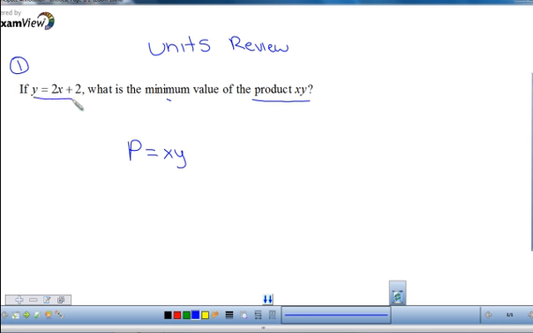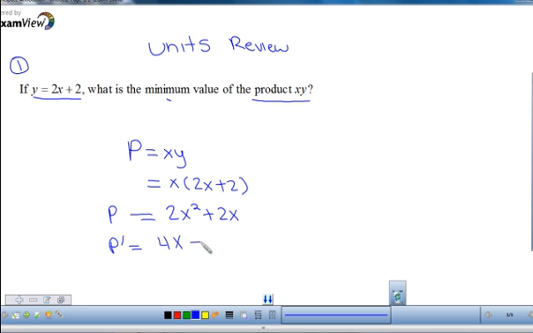So we're going to use that y is 2x plus 2. Substitute that inside y. Okay, we're going to distribute the x. Okay, and now we're going to take the derivative of the product. So the derivative with respect to x is going to be 4x plus 2. We're going to set that equal to 0. So x is negative 1/2.